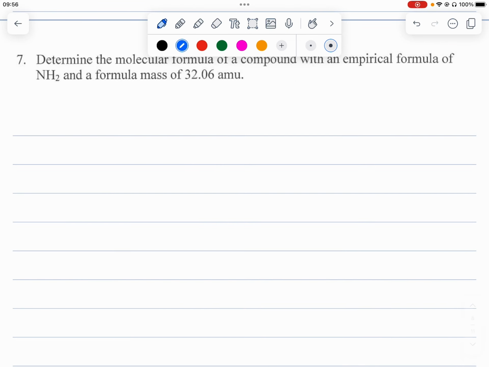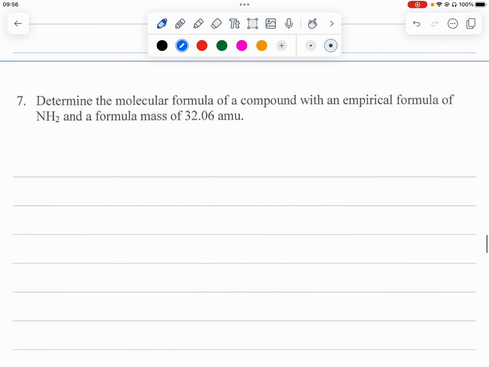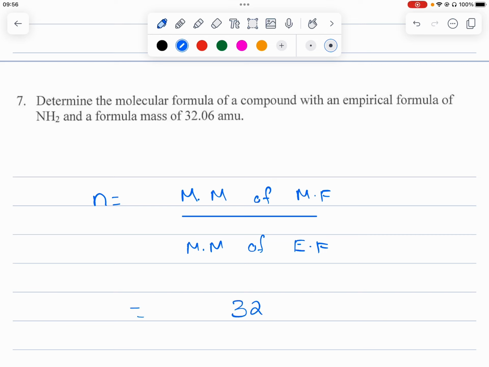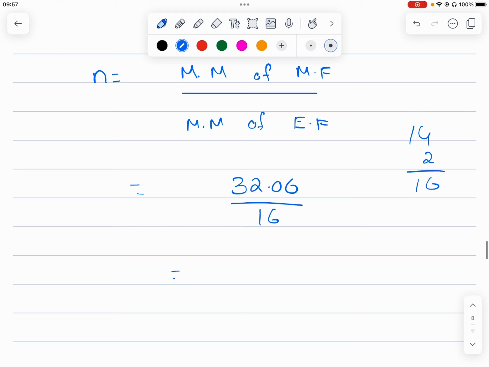Question number 7. Determine the molecular formula of a compound with an empirical formula NH2 and formula mass 32.06. So we need to calculate n, which is the molar mass of the molecular formula divided by the molar mass of the empirical formula, which is 32.06 divided by NH2. Nitrogen is 14 and hydrogen is 1 times 2, which is 2. So the total is 16. Divided by 16, it becomes 2. So NH2 times 2 becomes N2H4.